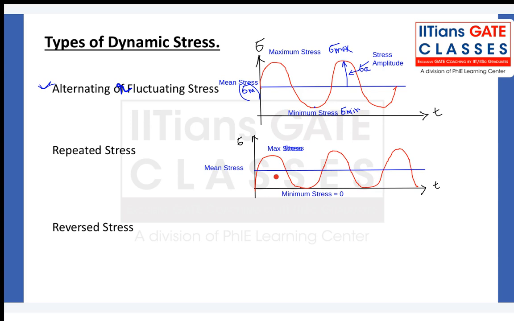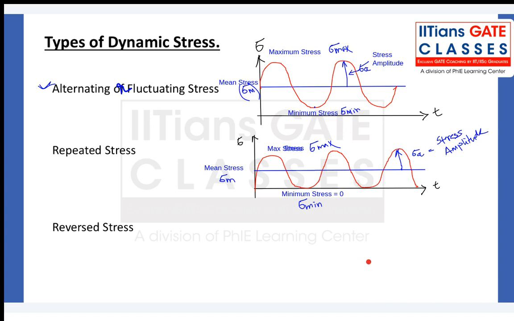Again, maximum stress is represented by sigma max. Minimum stress we represent by sigma min, and mean stress we represent by sigma m. And again, we'll have the stress amplitude, that is sigma a, which is nothing else but the stress amplitude. So this is repeated stress.